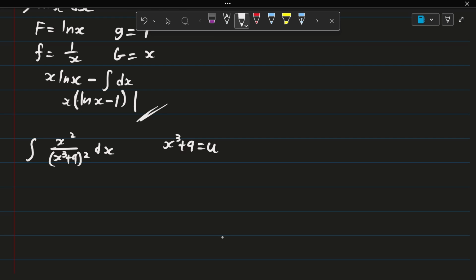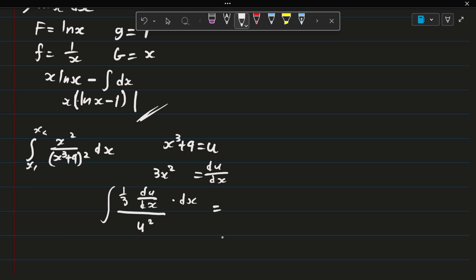So let's just try to take the derivative of this. du over dx equals 3x squared. And what do we see here? It turns out that we have this x squared, so we could just substitute that with our du over dx. We multiply this by dx, divide the entire thing by our u squared. And this is still the integral from, let's say, x1 to x2.